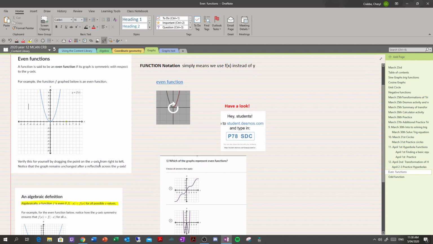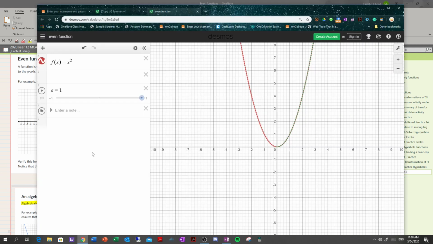And the other thing is that there's a hint in here, because most even functions have an even kind of exponent. So if you're dealing with polynomials, even functions would be x squared, x to the 4, x to the 6, but we're not always dealing with polynomial graphs. So that's what it would look like.